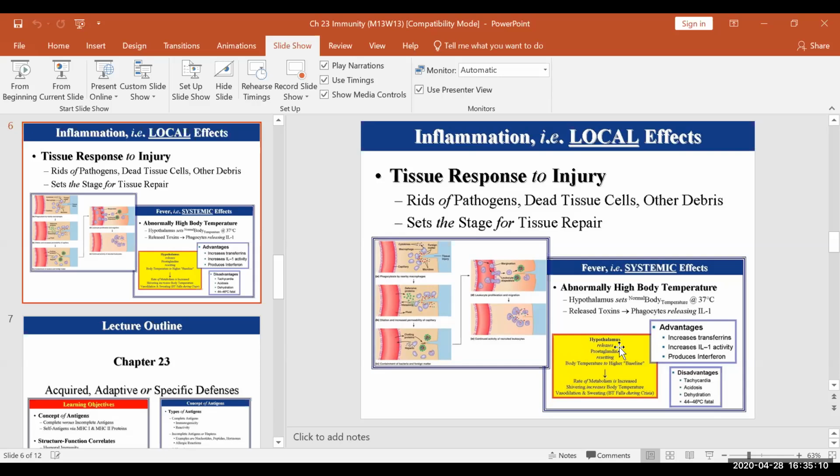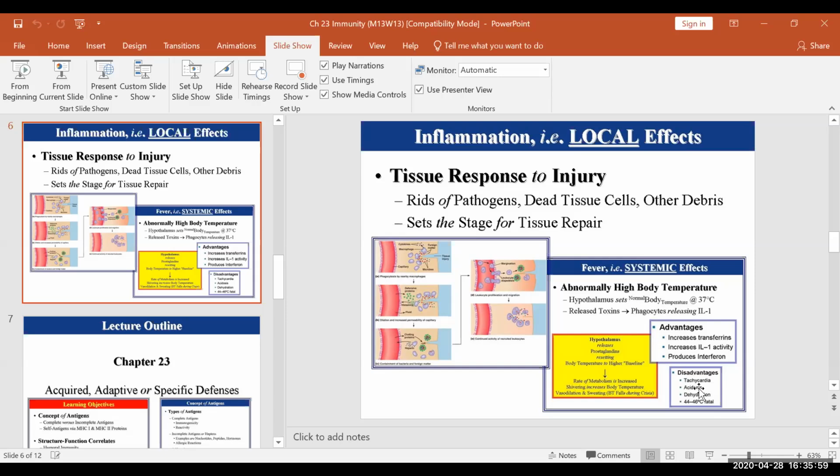And the advantage here is to take away, for example, iron, because iron is required for bacterial growth, right? So there are proteins transporting iron, for example, transferrins here, sequestering iron away so that bacteria have a hard time obtaining iron for their growth, increasing cytokine activity, for example, increasing interleukin-1 activity. That's another specific type of cytokine, interleukin-1 and interleukin-2. We're going to talk about that later. And producing more interferon here, another type of cytokine.